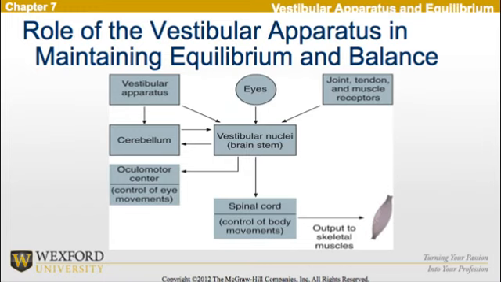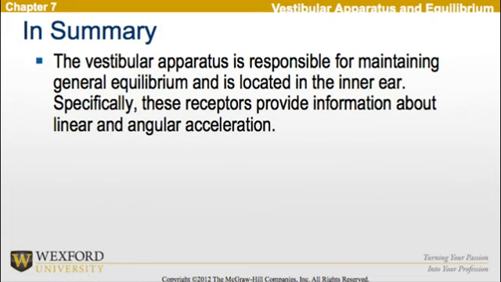Below you can see all of the roles of the vestibular apparatus in maintaining equilibrium and balance. In summary, the vestibular apparatus is responsible for maintaining general equilibrium and is located in the inner ear. Specifically, these receptors provide information about linear and angular acceleration.